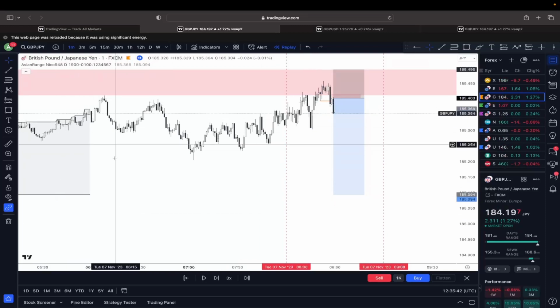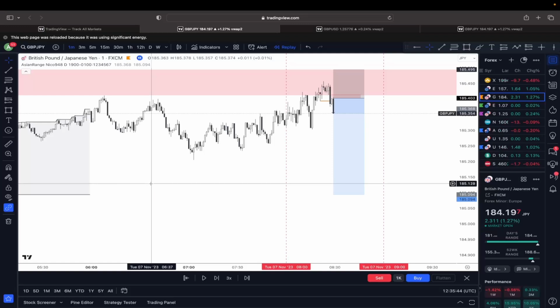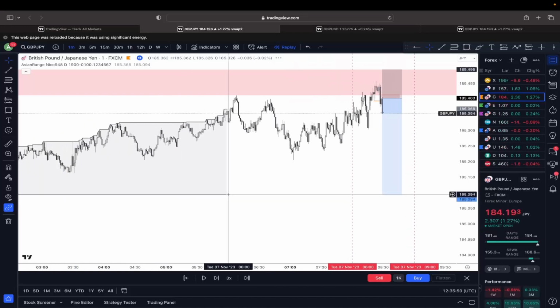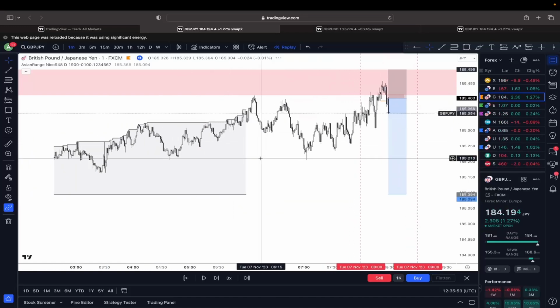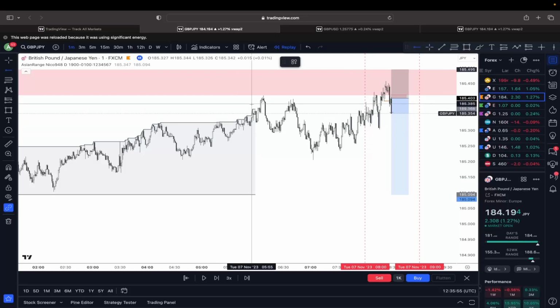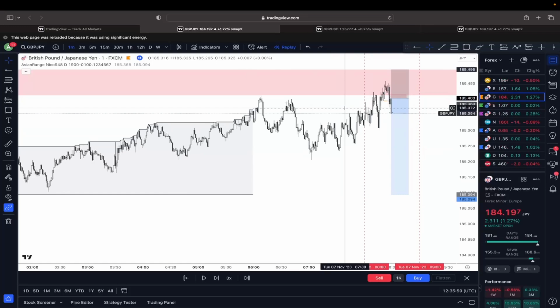This indicator, by the way, is called the Asian range by Nico948. It's very useful for just displaying the Asian range. It has its low, it has its high. You can just use this line. You can draw a line across like this, looking for the high to get taken out. I just find it very useful to have on my chart.